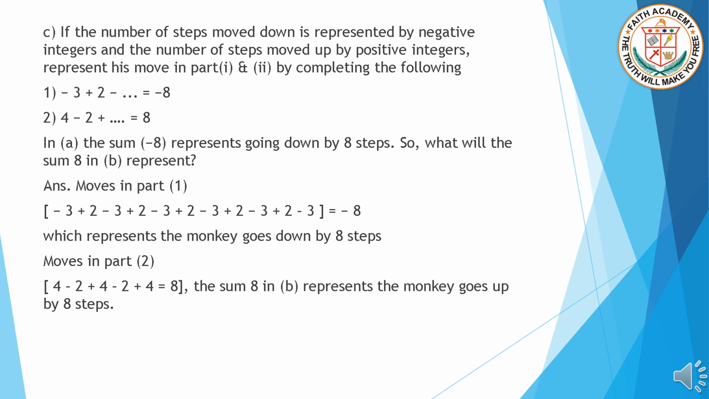Now if we are talking about the second part again, in the previous question it said that it took 5 jumps for the monkey to reach the top. So again here we had taken 4 as negative and 2 as positive, but here we will take 4 as positive and 2 as negative, and by 5 jumps we'll get it as 8. So 8 represents that the monkey has gone up by 8 steps.